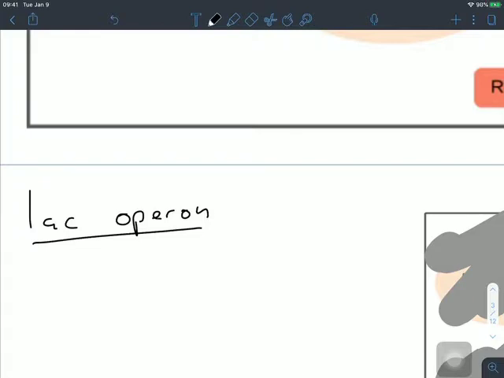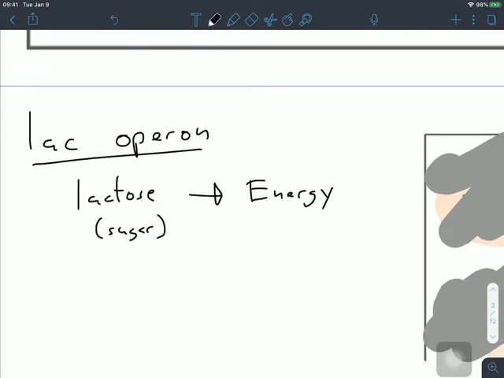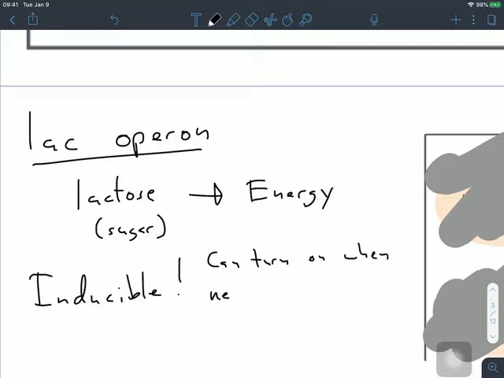This time, instead of an amino acid like tryptophan, the lac operon codes for the proteins necessary to turn lactose, a sugar molecule, into readily available energy for the cell. The lac operon is an inducible operon, meaning that you can turn it on when necessary, because you don't always want it on.